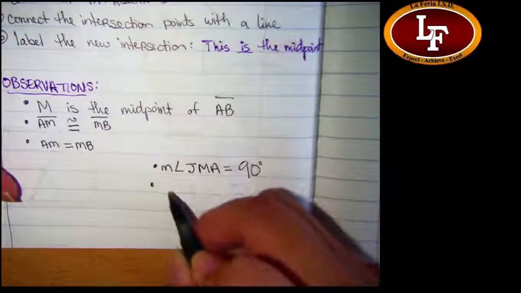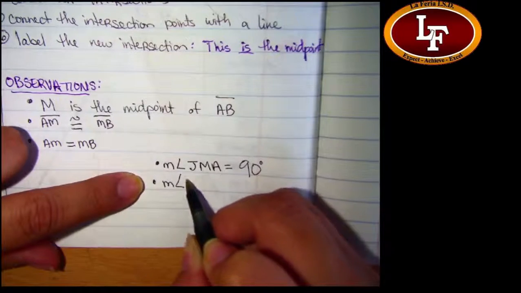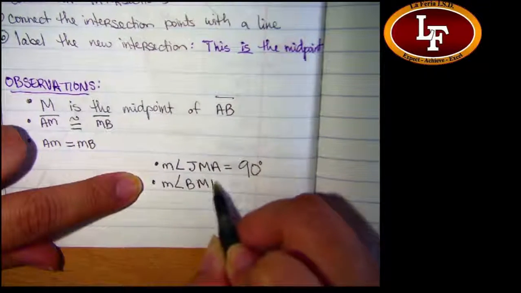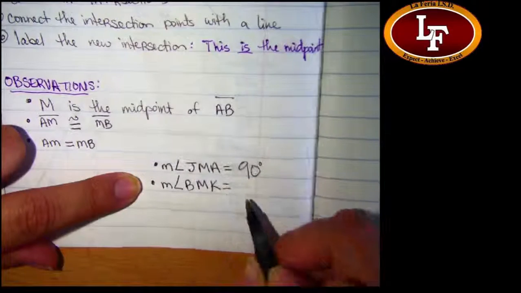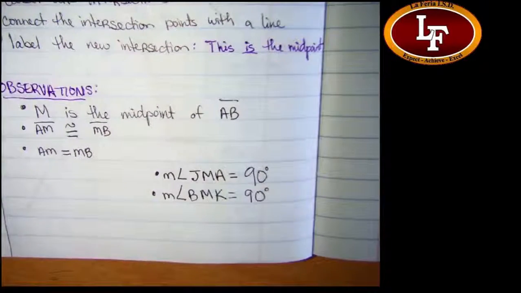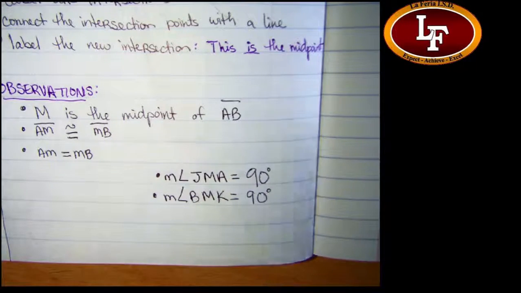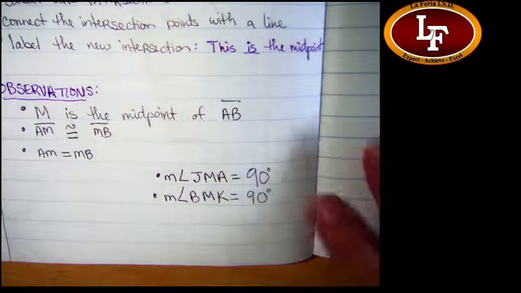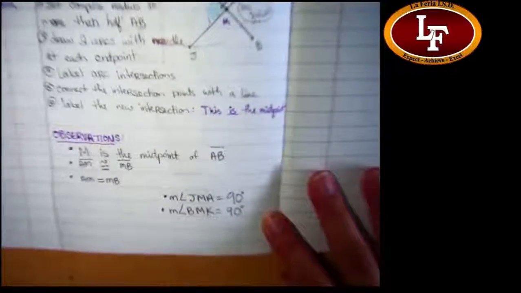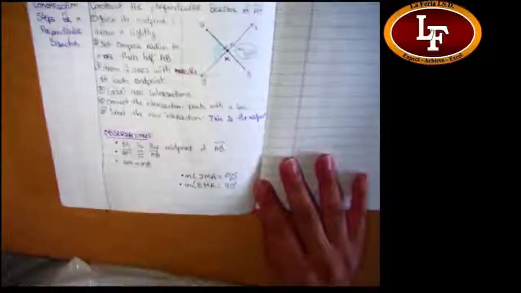So you've looked at the measure of angle JMA. Look at the measure of angle BMK. What do you think the measure of that angle is supposed to be? Also 90. In fact, can you see all of those angles in there supposed to be 90? Yes. Fantastic. That's all there is to constructing a perpendicular bisector. We're done. I'm not going to, but you're more than welcome to.